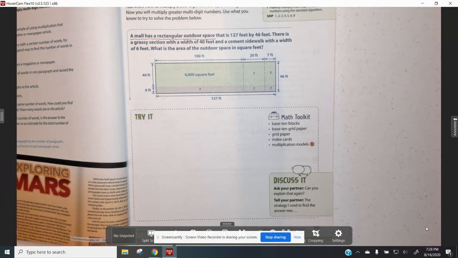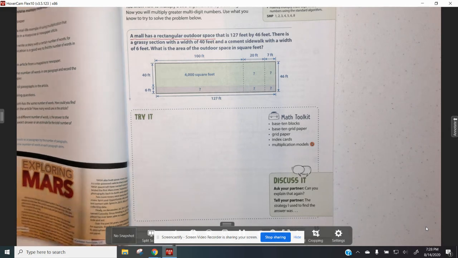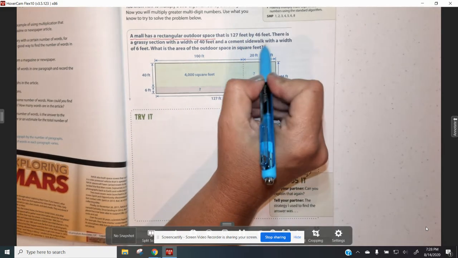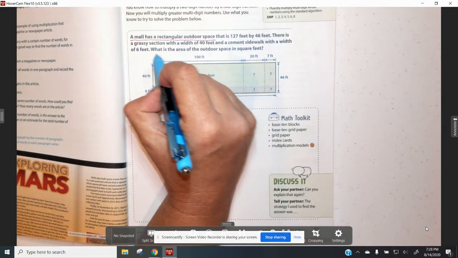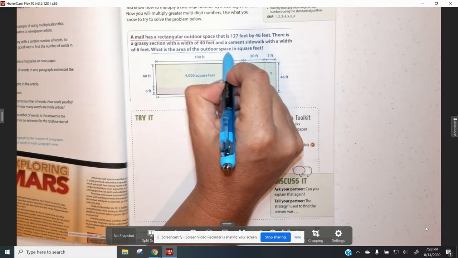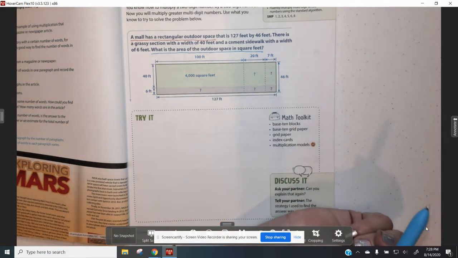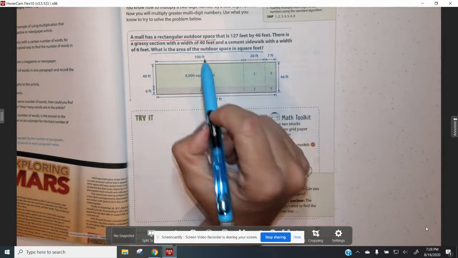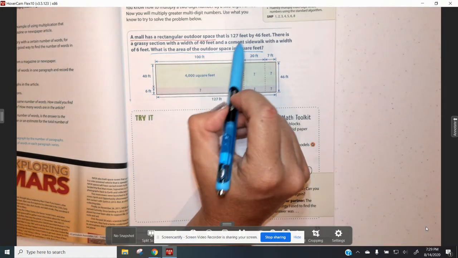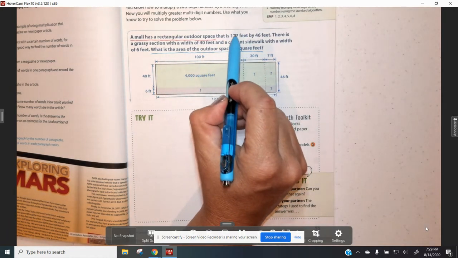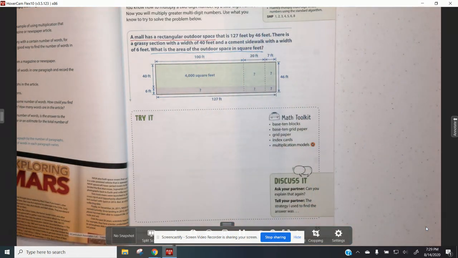Now, what is it that we're supposed to do? What are we trying to find out? And remember, we always kind of look for the question mark. That usually gives us a good hint of what we're trying to find out. So what we're trying to find out is, what is the area of the outdoor space in square feet? So remember, an area is length times width. And so we're trying to find out, what is 127 multiplied by 46?